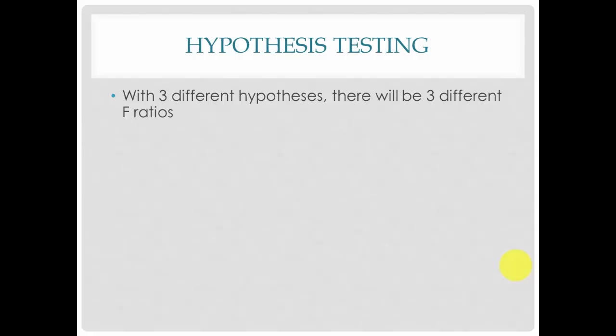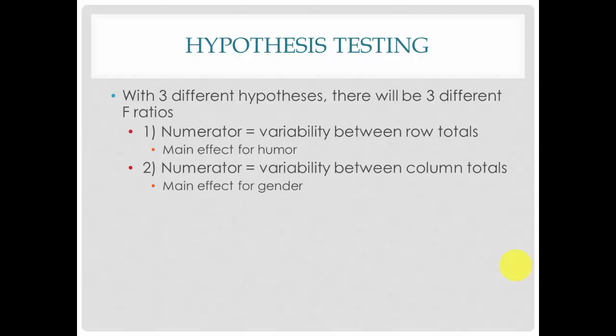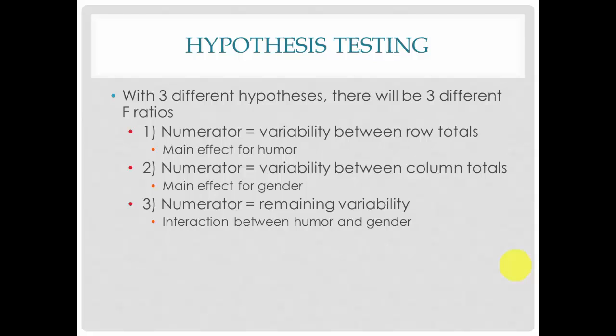So with three different hypotheses, we're going to have three different F ratios. We have to calculate three F ratios to test. The first two are going to be the main effects. So the numerator, or the number that goes at the top of our hypothesis test, is going to be the variability between the rows, and for example, that's humor. In the second one, we're going to have the numerator as the variability between the column totals, so that's gender. And then for the final one, the numerator will be the remaining variability, which is the interaction between humor and gender.